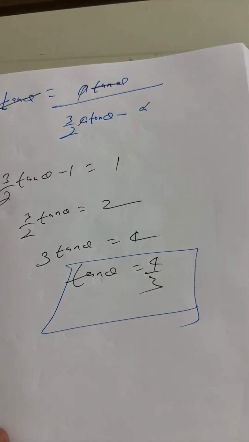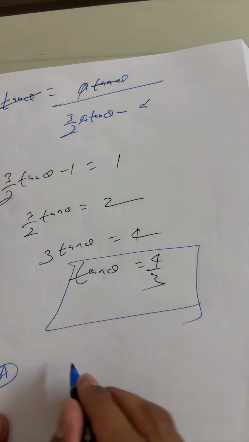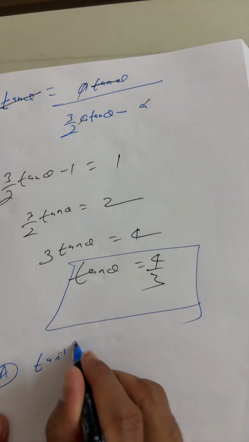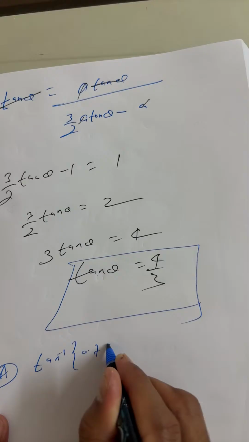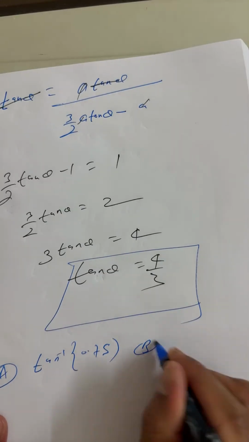But you know, by the way, what's the option? I wanted to write your options once so that you can answer the question. This is tan inverse 0.75.